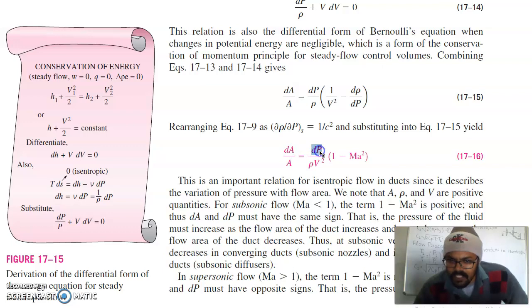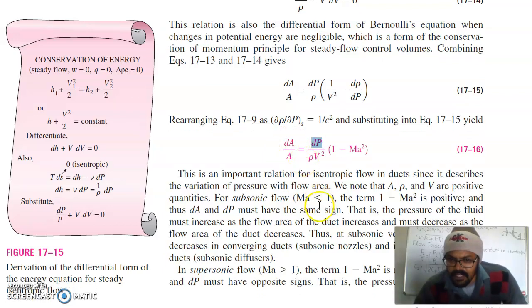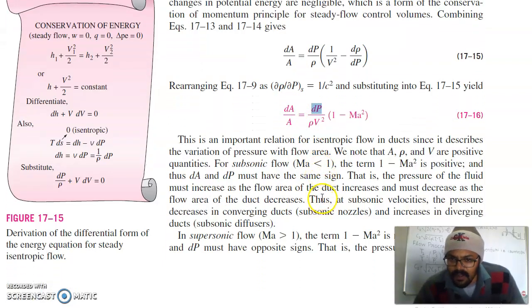So the pressure of the fluid must increase as the flow area of the duct increases. If the flow area of the duct increases, this is positive, the pressure will increase, and if the flow area of the duct decreases, the pressure will decrease. It means for converging ducts the pressure will decrease, and for diverging ducts, which is called a diffuser, the pressure will increase.